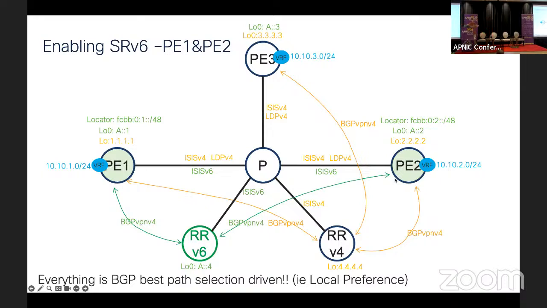Reprogramming the FIB is the function that P is doing like 1,000 times a day. Well, any router is doing 1,000 times a day. So it's zero packet loss. He will not lose a single packet. He will just change the forwarding entry from MPLS to SRv6. And from now on, all the traffic from PE2 to PE1 for that one single prefix in one single VRF is SRv6 or IPv6 encapsulated.